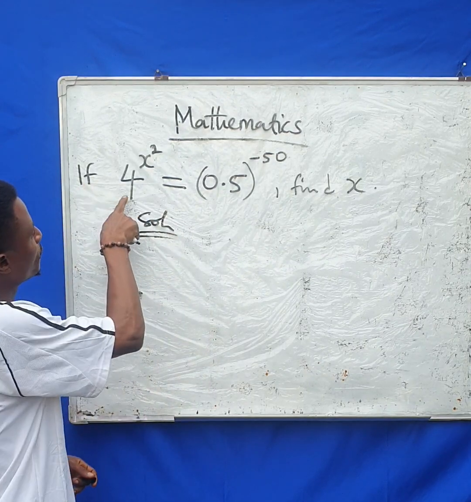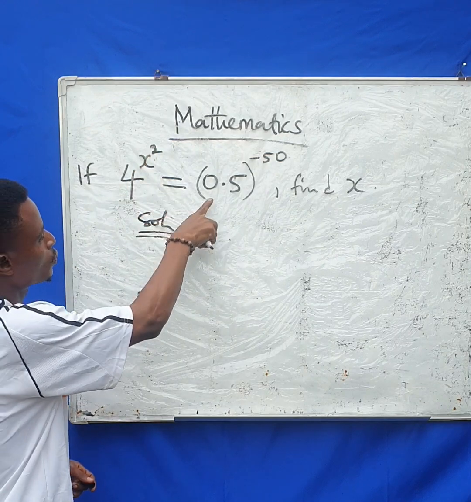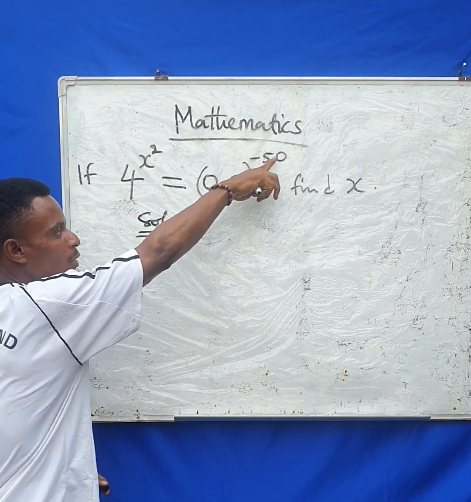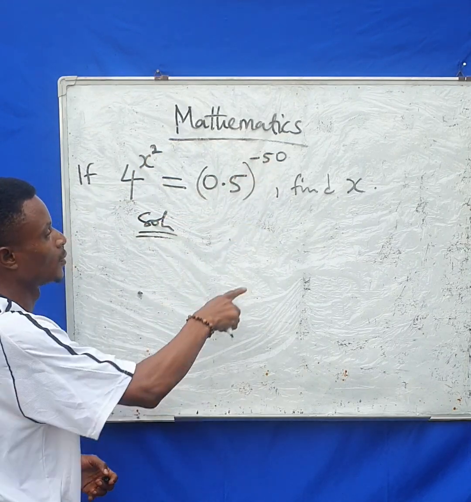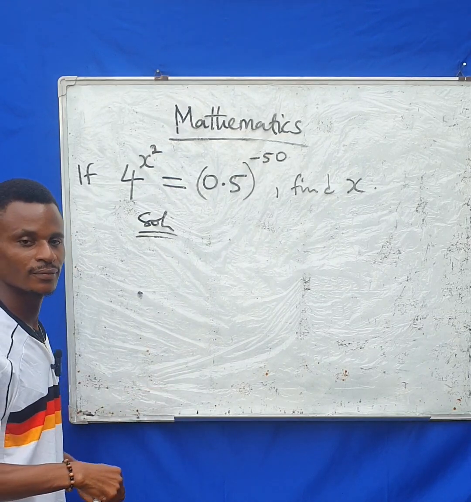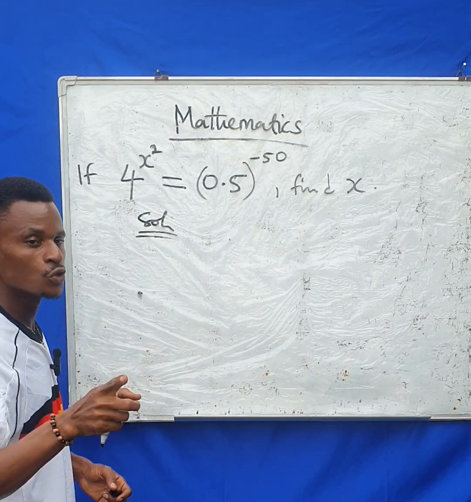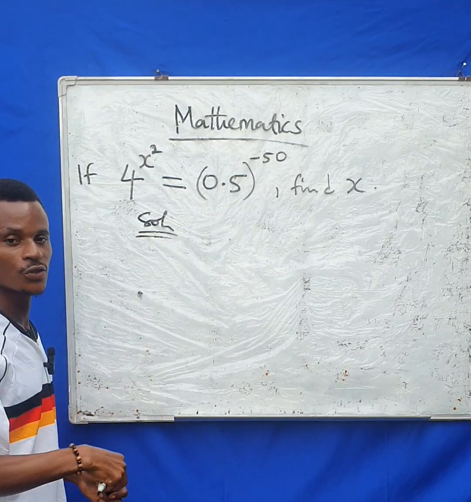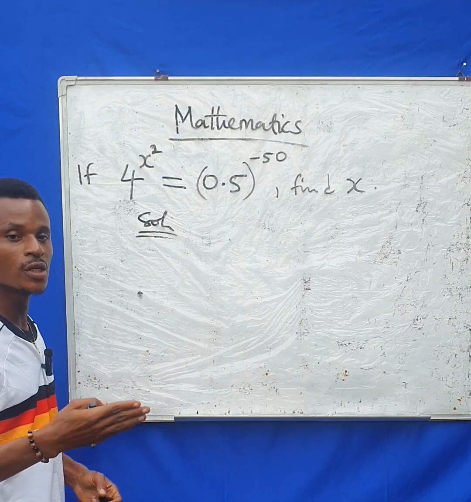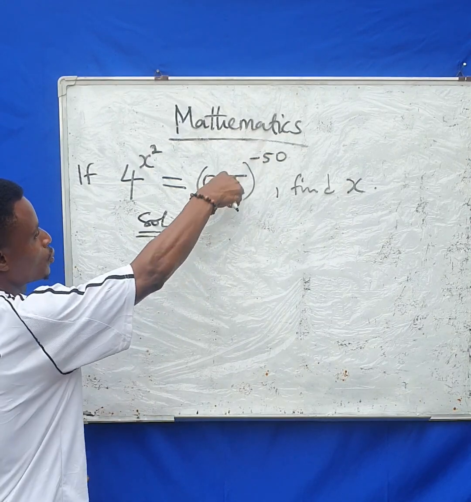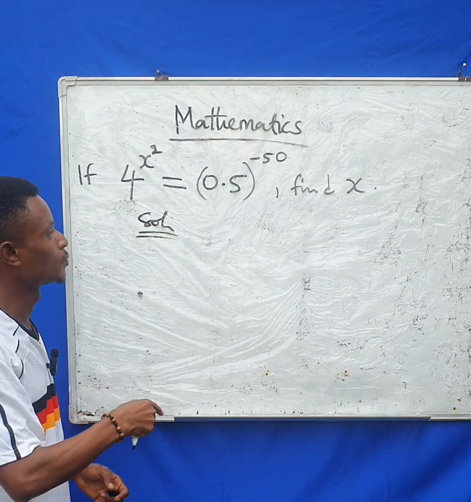We are told that if 4 raised to the power of x squared is equal to 0.5 raised to the power of minus 50, find x. The first thing to do is to convert this to a fraction. 0.5 is the same thing as 1 over 2. So we are going to replace this with 1 over 2.